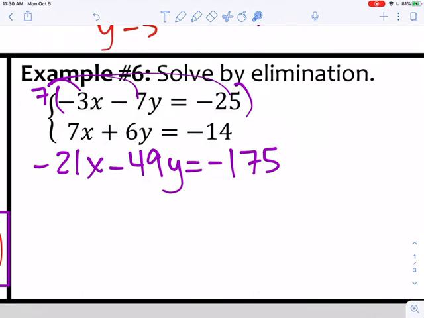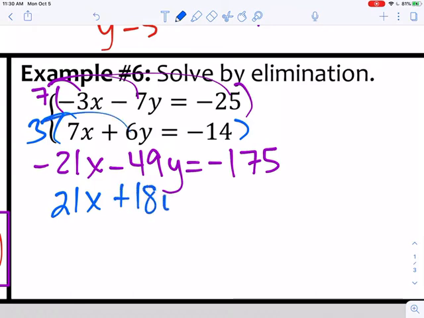All right, so I got to make this 21 match up. So that means I'm going to take this equation, and I need to get to 21, so 7 times 3. And now I'll multiply that through. So now I've got a positive 21x. Love it. I got same number, opposite signs. Positive 18y. We don't really care about these because we're canceling out our x's. And then negative 42.